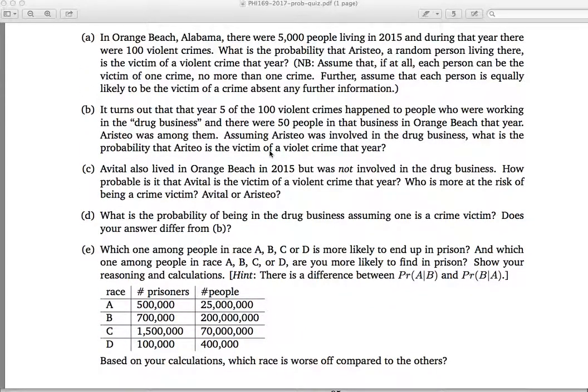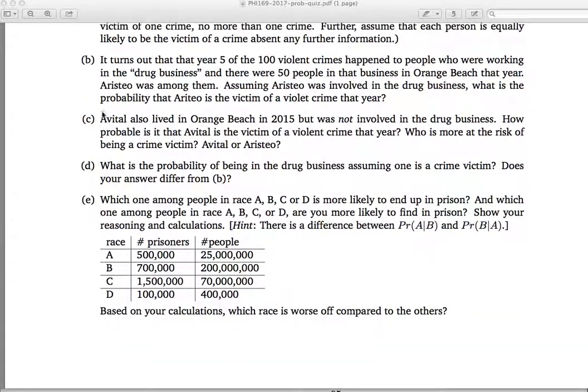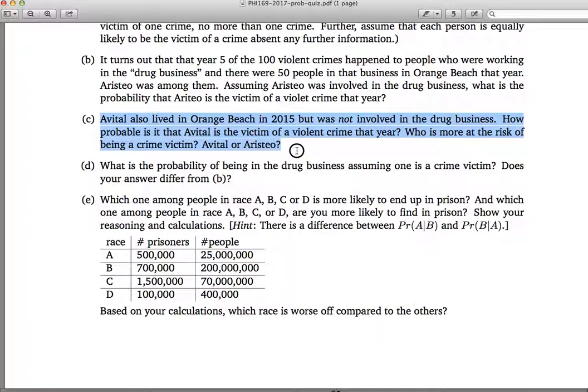So we're going through the sample exam. We did question A and B. So let's do question C. Question C says, Avital, so he's another person, also lived in Orange Beach in 2015, but was not involved in the drug business. So unlike Aristeo, who was a person involved in the drug business, Avital was not involved in the drug business. How probable is it that Avital is the victim of a violent crime? Who is more at the risk of being a crime victim, Avital or Aristeo?